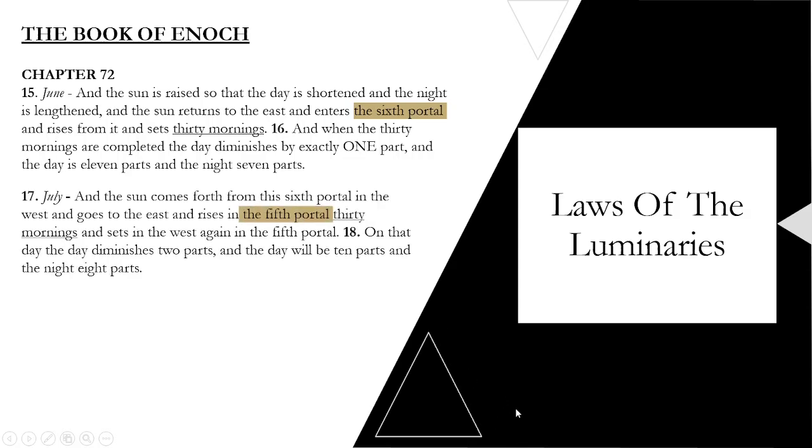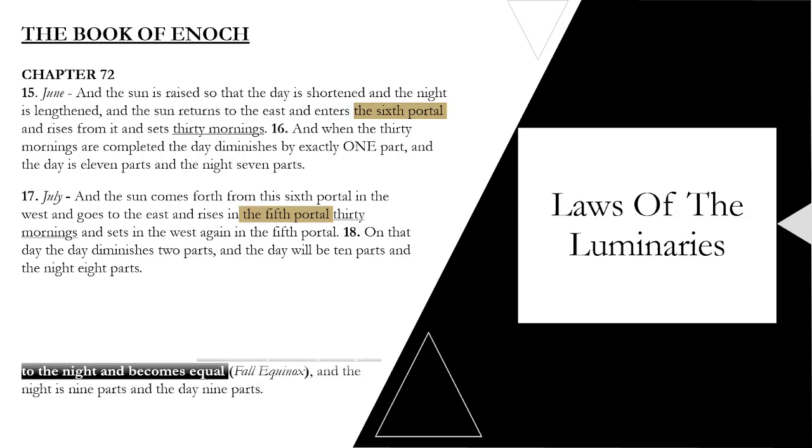Now we're in the month of July, and the sun comes forth from this sixth portal in the west and goes to the east and rises in the fifth portal, 30 mornings, and sets in the west again in the fifth portal. On that day, the day diminishes 2 parts, and the day will be 10 parts, and the night 8 parts.